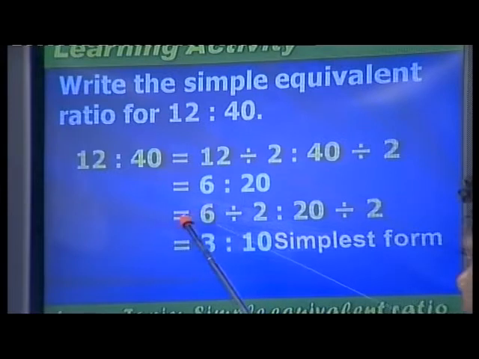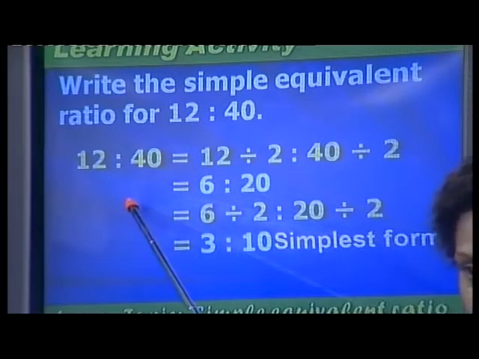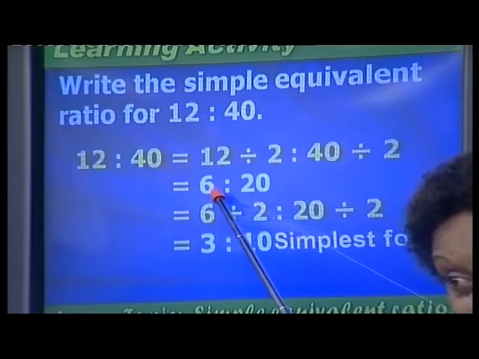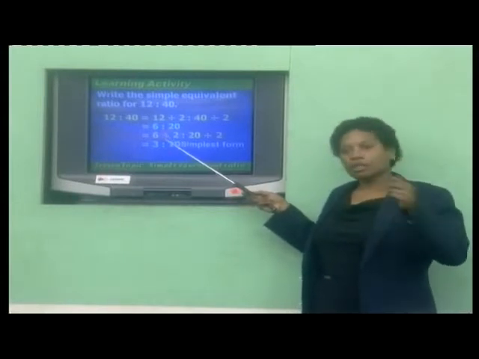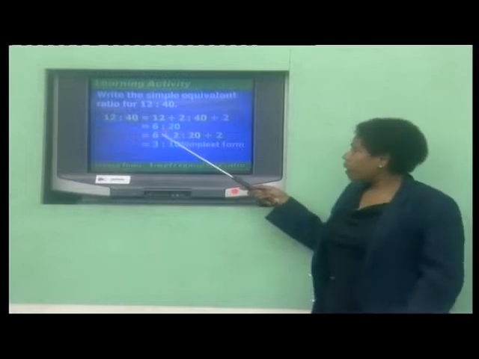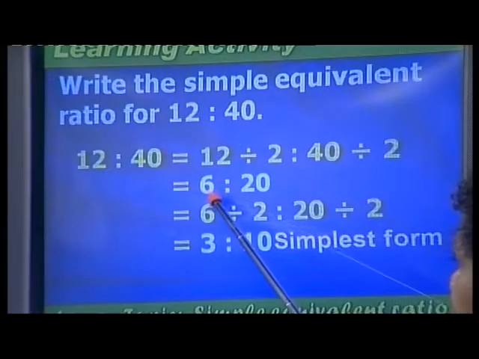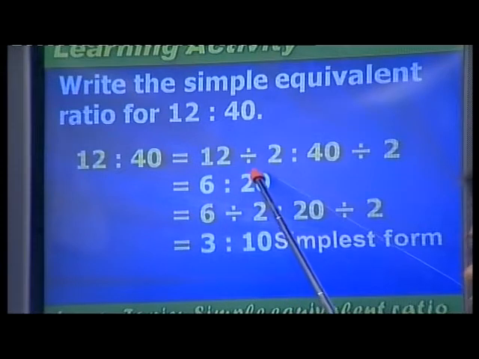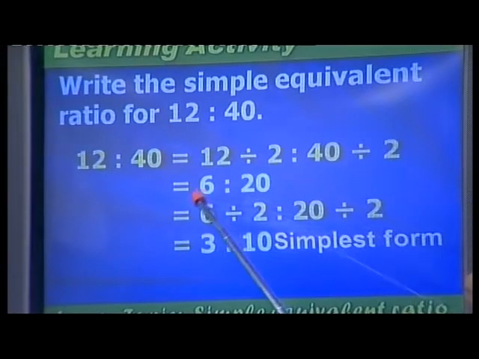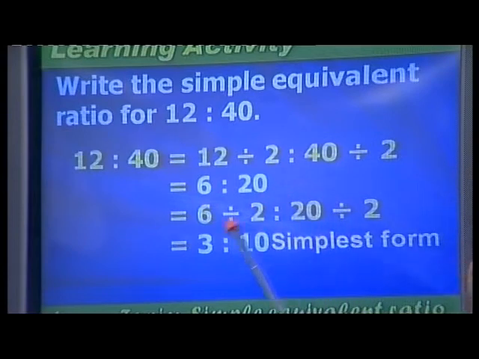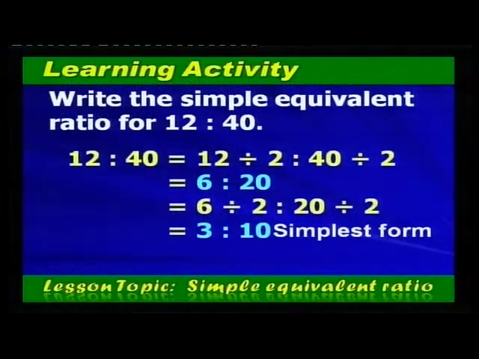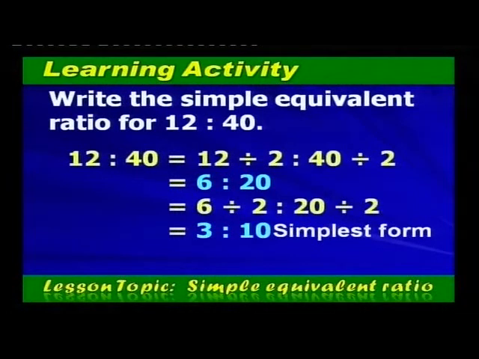But you see, 6 is to 20 is an equivalent ratio, but it's not brought down to the simplest form yet, class. So I have to look for another number again to divide, so I can bring it down. So what number will I divide by again? 2, okay, so let's try. 6 divided by 2 is 3. 20 divided by 2 is 10. So you see, now our simplest form or simplest ratio is 3 is to 10. So that's the simplest ratio for 12 is to 40.